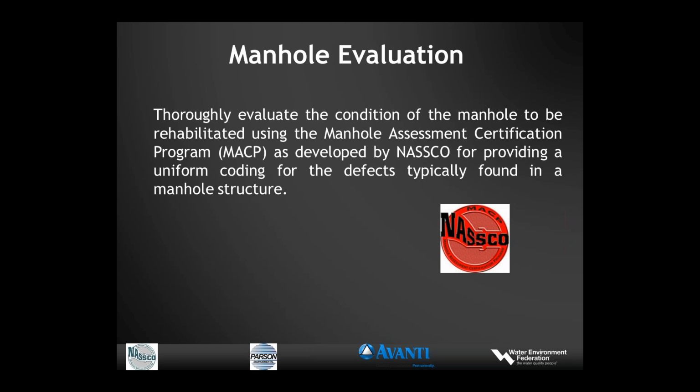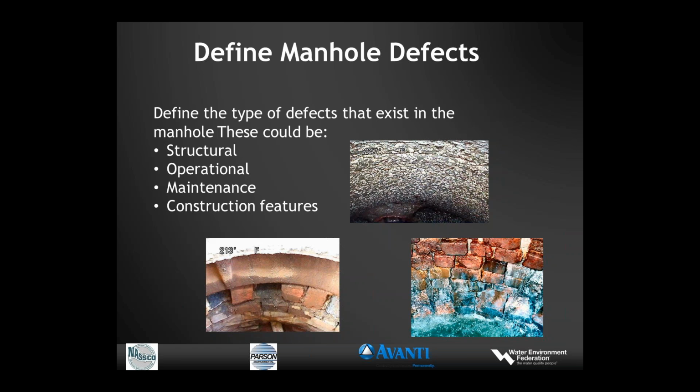It takes a thorough evaluation of the manhole and the condition of the manhole to be rehabilitated. As we said, NASSCO has created a number of different programs. One of them is the Manhole Assessment Certification Program, which is basically a continuation of the Pipeline Assessment Certification Program. It goes into developing uniform codes and uniform defect identification for manhole structures. So once that is evaluated, then we can really go to the next step and start looking at different products. We have to define what the defects are, and the defects will vary depending on the component in the manhole. If it's the casting, it's one approach. If it's the wall, it's another approach, and so on.